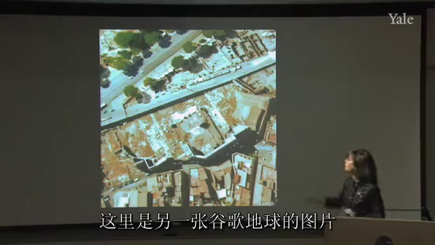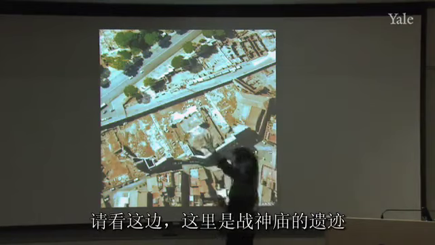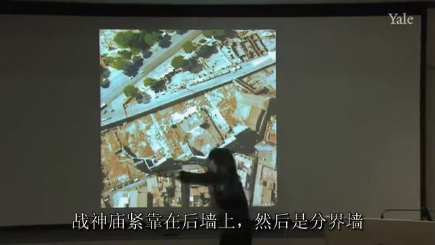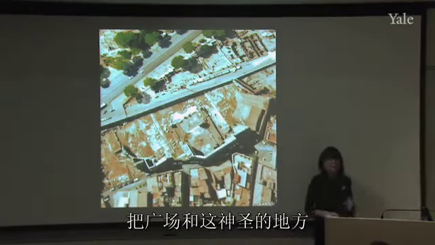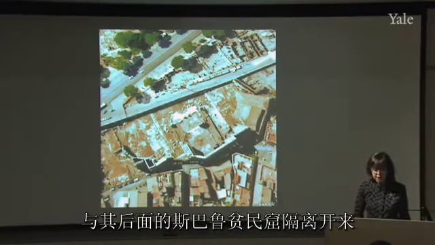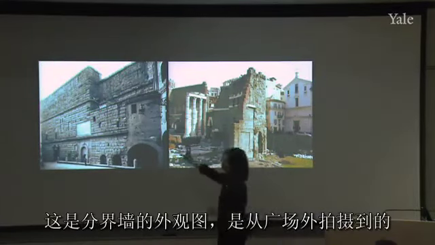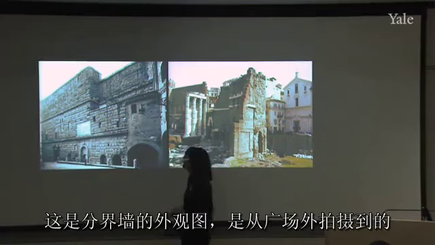Here's another view from Google Earth taken from the other side, showing the remains of the Temple of Mars Ultor pushed up against the back wall, and then that precinct wall that is very well preserved, snaking its way around, dividing the forum proper, the sacred space, from the residential area called the subura that was behind. Here's a view of the precinct wall as it looks from the outside of the Forum today.